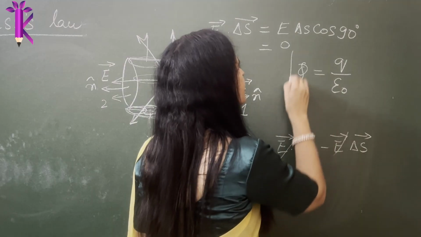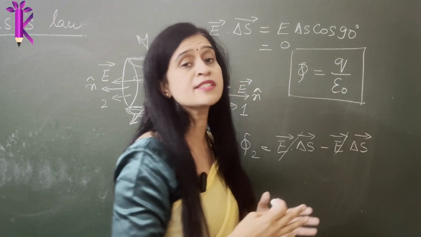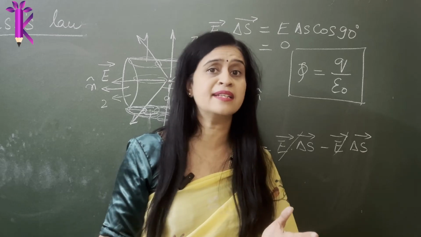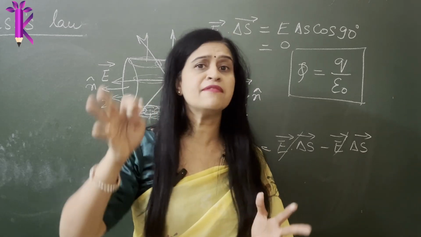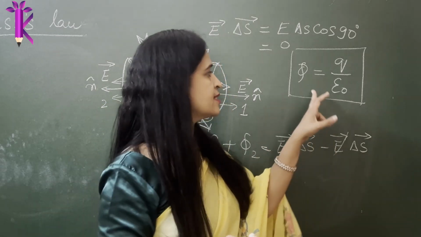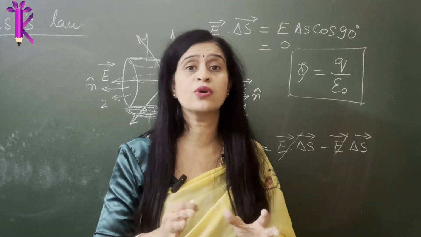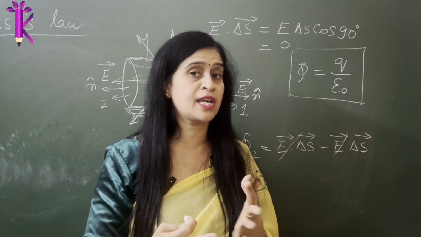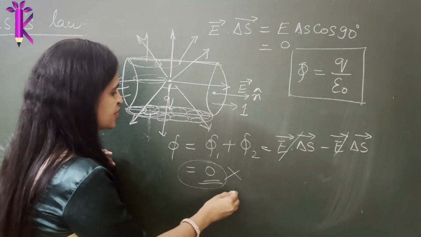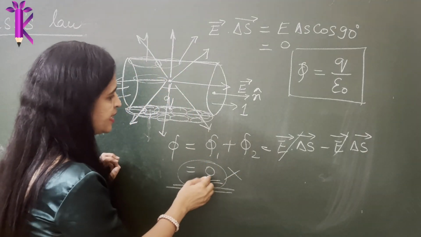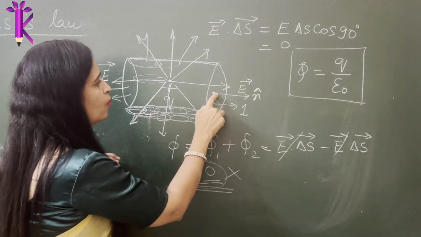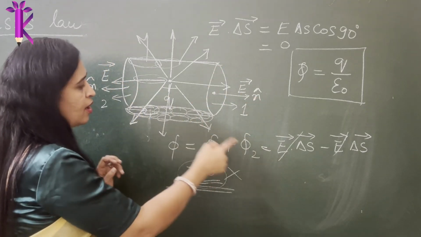This stands clear irrespective of the surface you choose, irrespective of a symmetrical shape like a sphere, a cylinder, or anything else, or even any random shape you choose. This should be the total flux through a given point charge, assuming it to be enclosed in any kind of shape. Here, ending up straight away saying that this is 0 is not right, because here one is in this direction, another is in the opposite direction.